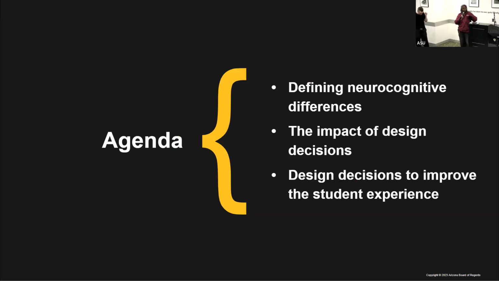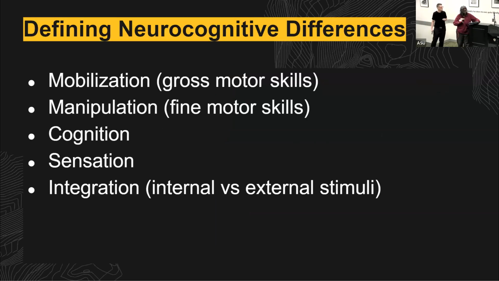So we have an agenda. An agenda's not learning outcomes, but you can think of it as learning outcomes, because we're going to talk about neurocognitive differences and defining that. We're going to talk about the impact of design decisions, and design decisions to improve the student experience, because all of those are really why we're here: improving student experience.